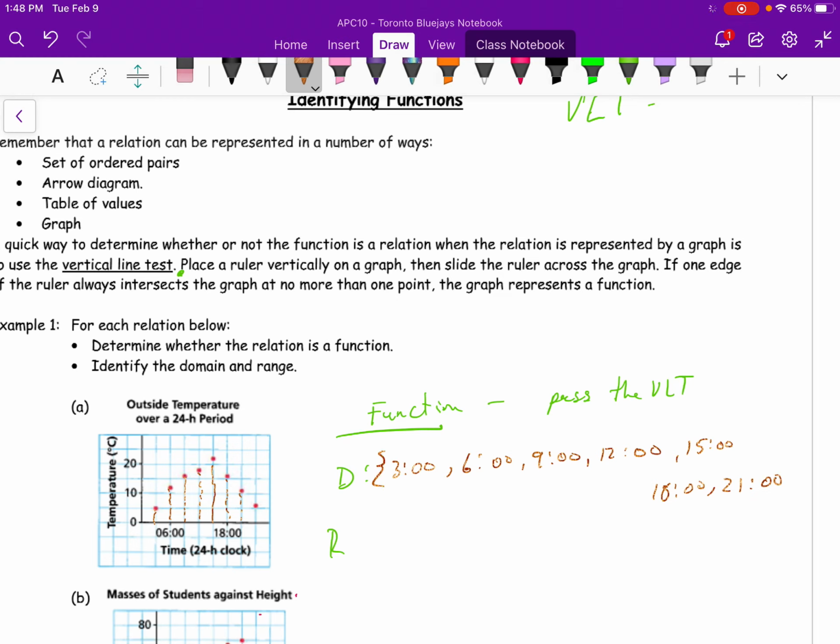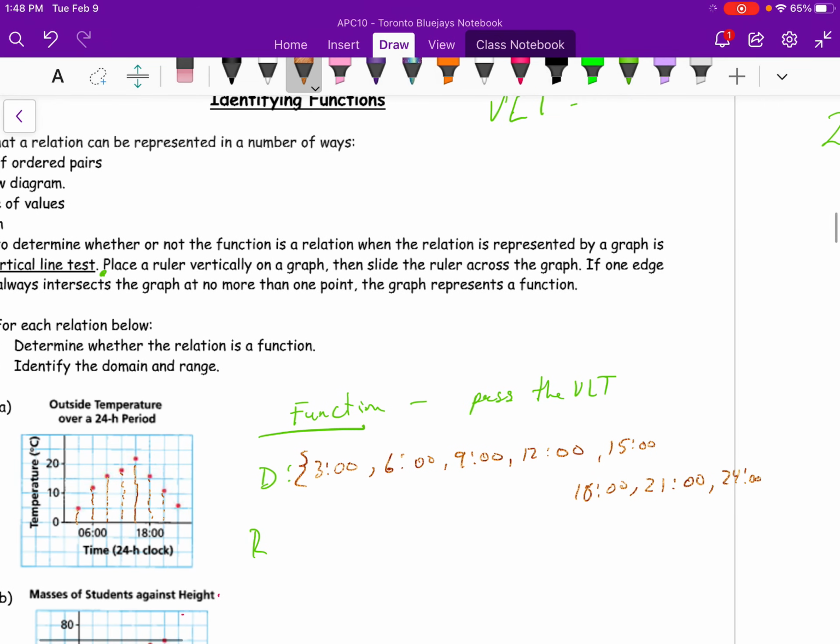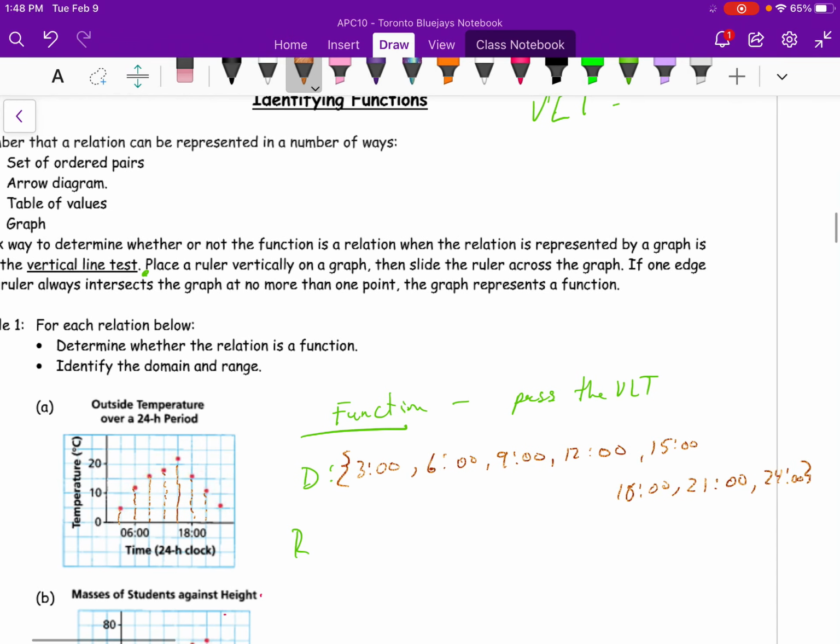Now, some of you are going to strongly object to this one. I'm going to call this 2400 hours or 24 hours. Generally speaking, this could also be written as 0 hours. The range of this function now, so those are all the possible inputs for my function. The range, I'm just going to try to draw what each of these values are, and it's really estimating what the y values are.